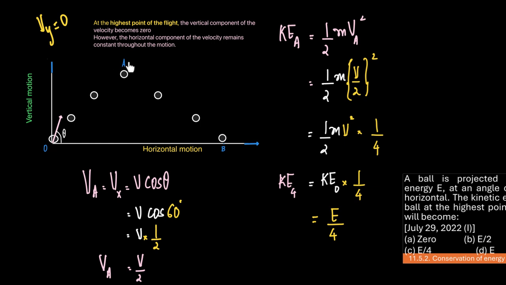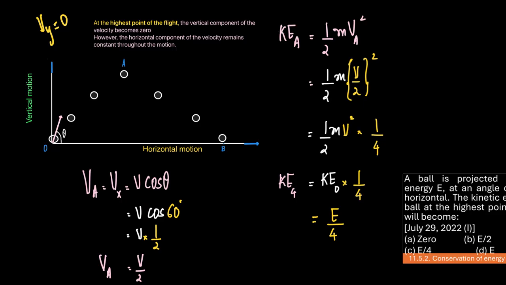if I have to call this point A, which is the highest point, then velocity at A would be only due to the horizontal component, which is Vx. And what is Vx? Vx is V cos theta. What is theta? Theta is 60 degrees. So this becomes V cos 60, which is V into 1 by 2. Therefore, we can say that velocity at A is equal to initial velocity V by 2.